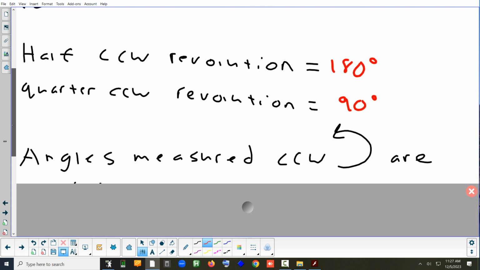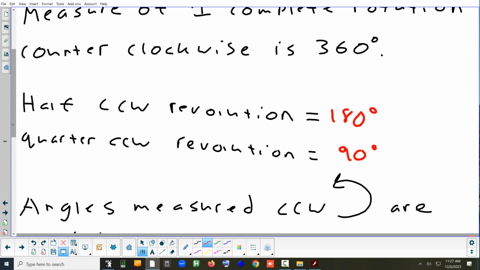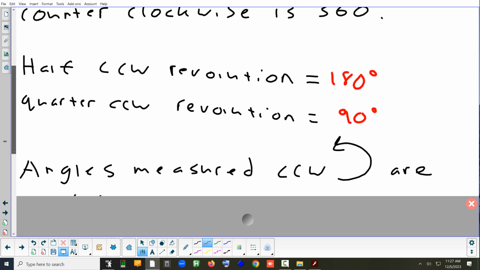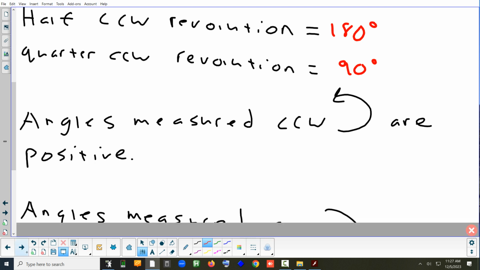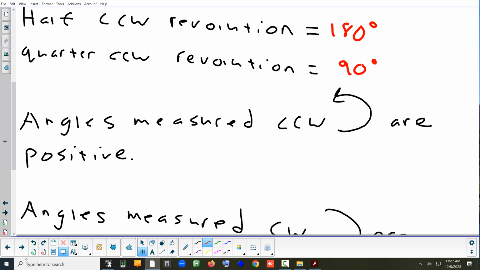So angles, as you can kind of see from the 3 we just did and from that little program where I was dragging the angle around, if you go in a counterclockwise direction, your angles are positive. Okay, so counterclockwise, opposite way a clock would go. Same way as if you were loosening a screw. Counterclockwise.